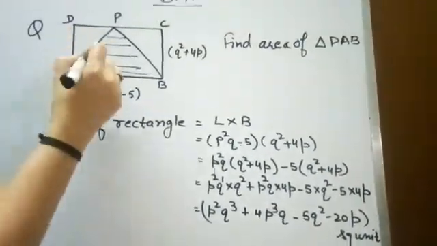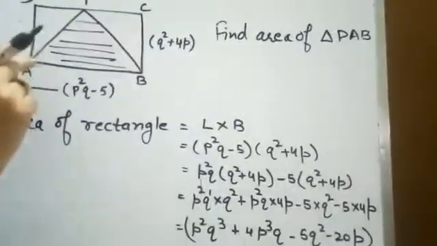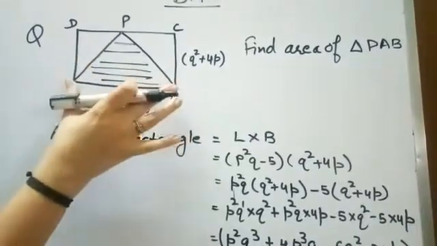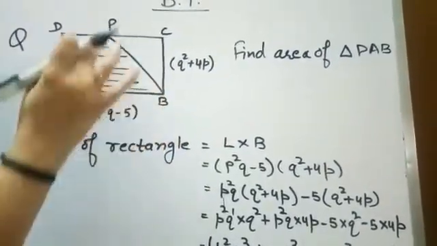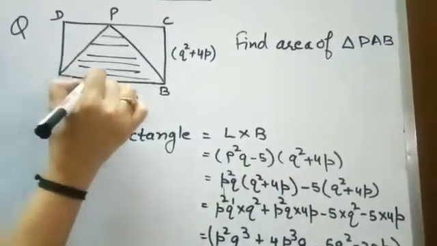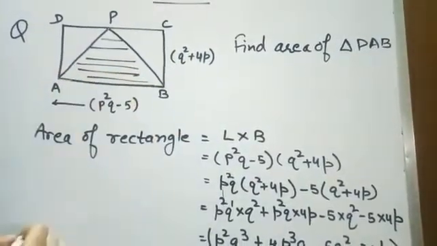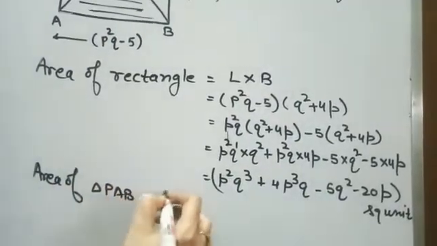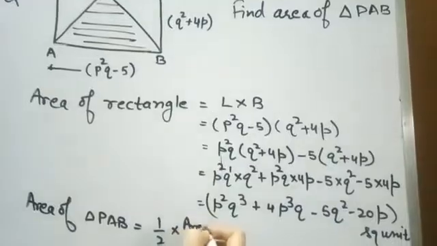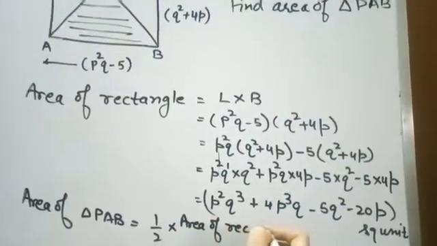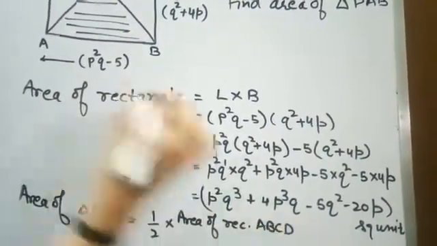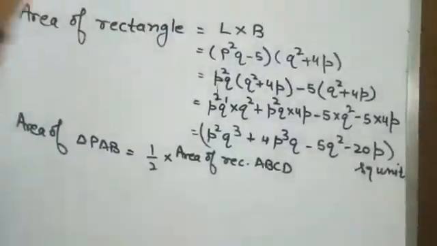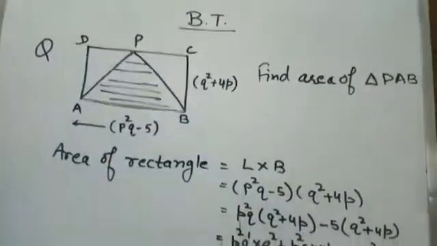Now listen carefully. When you have a triangle inscribed in a rectangle in such a way, completely taken on one side as the base, this triangle PAB has side AB of the triangle as a base. Therefore, the area of this triangle PAB is equal to half of area of rectangle ABCD. It is completely inscribed on this side AB, and the other vertex touches the second side of this rectangle.